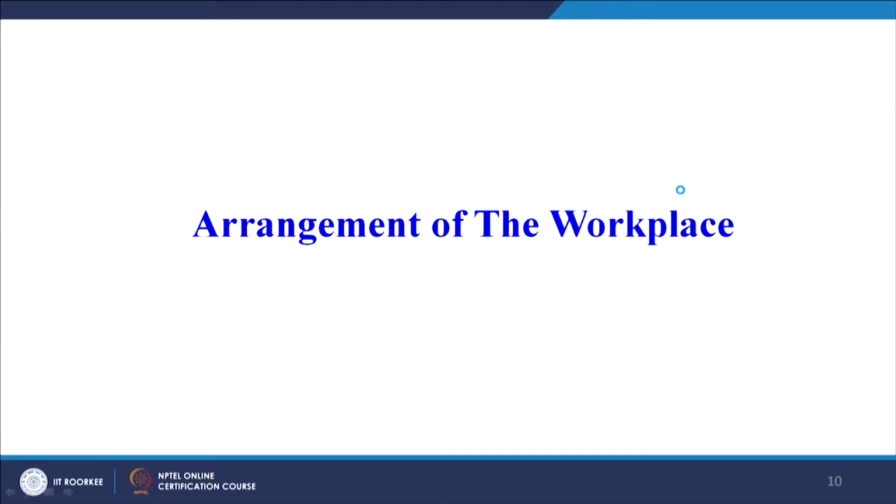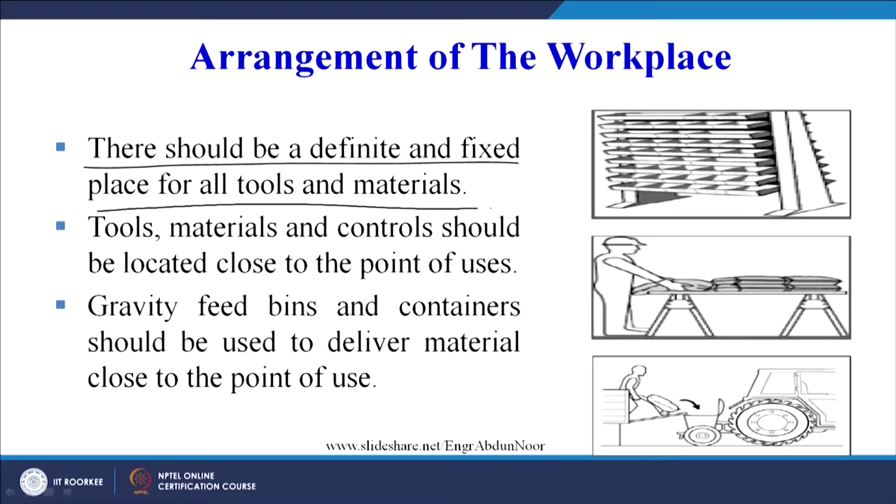Then second is the arrangement of the workplace, that how the workplace must be arranged so that the work can be done in the most productive manner. So quickly we will see, there should be definite and fixed place for all tools and materials. So this is not only relevant to the industry, this is relevant to our lives also. So our toothbrush must be at a particular place, our clothes must also be at a particular place. There can be a space for keeping the socks, there can be a space for keeping the handkerchiefs. So there can be specific place for specific things. Same is true in the industry also. So there must be a definite and fixed place for all tools and materials.